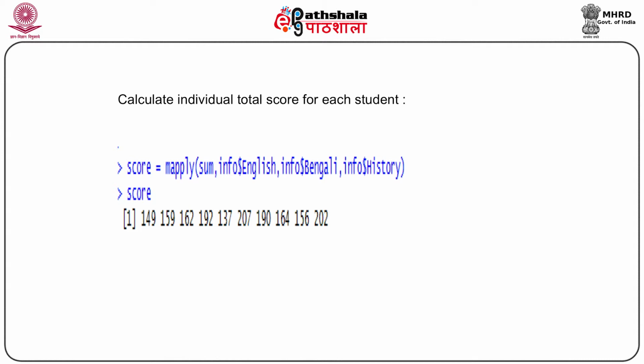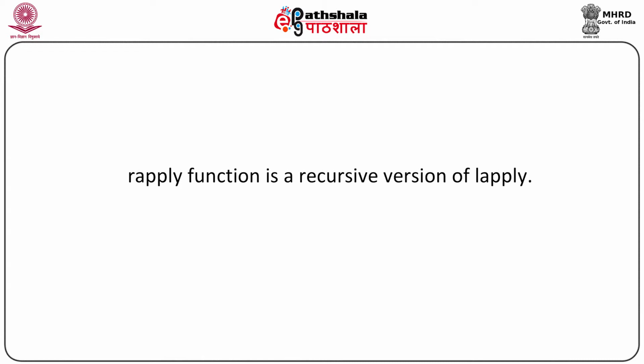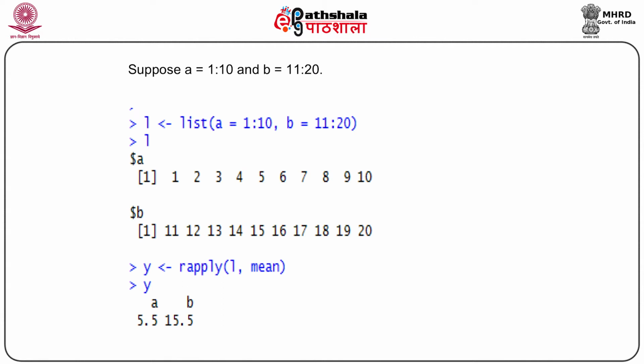Here comes another member of these types of function, which is the rapply function. This function is a recursive version of lapply. Now let's see how it works. Here L is a list containing A and B. Now if we write lapply, then within the first bracket the list and the function mean and store the whole thing in y, then R will calculate the mean of the 2 elements in the list, that is the mean of A and the mean of B.